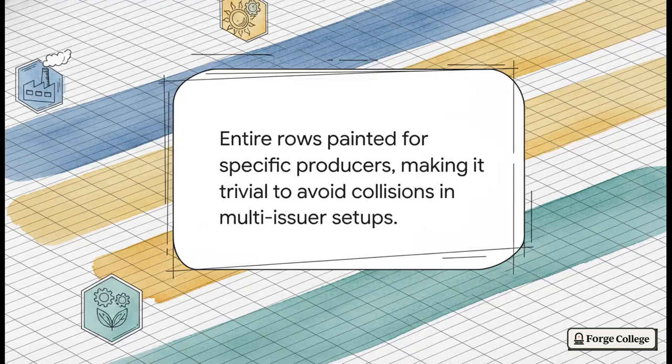And finally, we have namespaced IDs. Picture entire rows of our grid heavily shaded, reserved strictly for specific producers or issuers. The highest bits of the ID dictate the namespace. This is literally the ultimate governance tool for multi-issuer environments. If you have multiple independent entities minting assets inside the exact same contract, reserving a row for each one makes it trivial to avoid collisions and seamlessly track provenance.